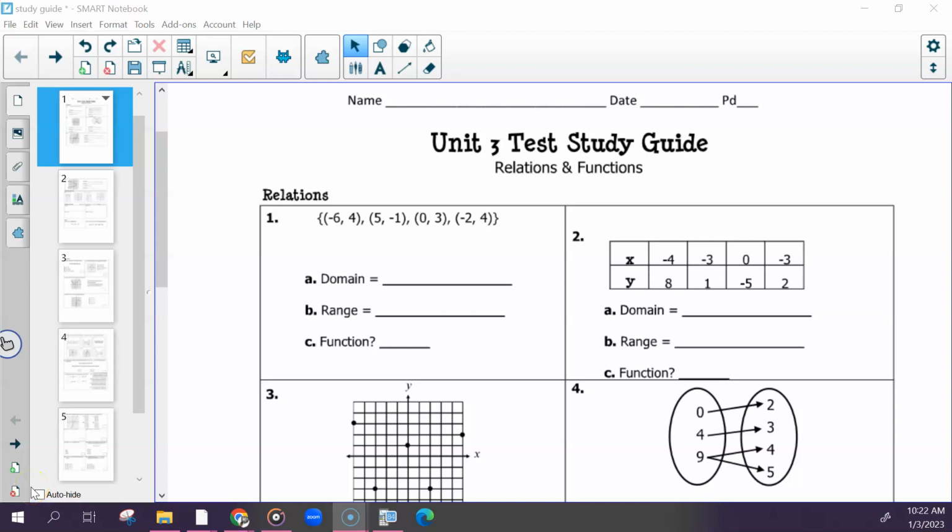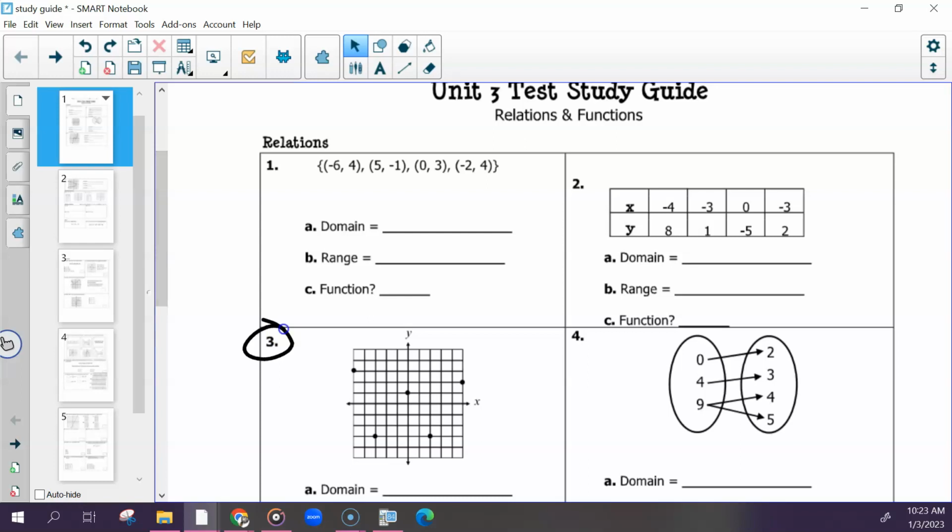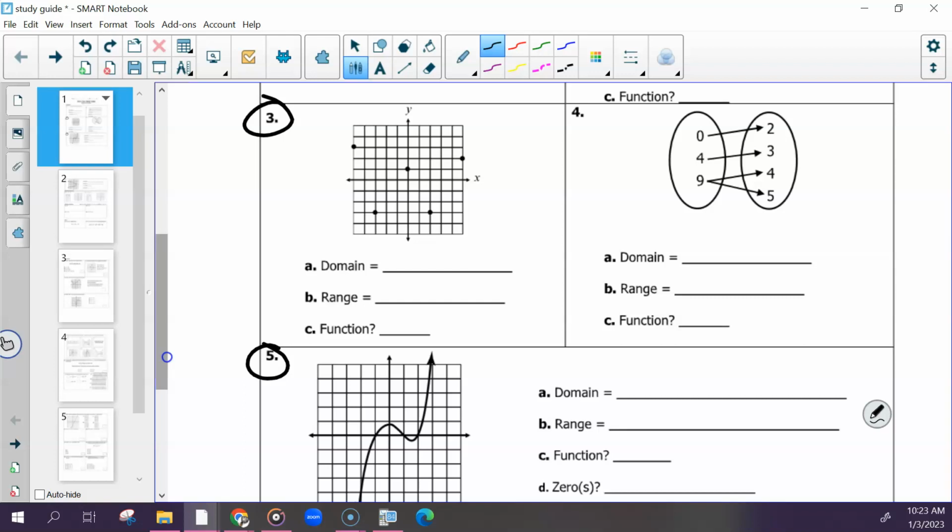Starting on the first page, do we have any questions we want to go over? How do we do this, Victoria? Number 3. My numbers up here are different than the ones up here, but say whatever number is on the paper. So 3, and then 5. Okay, alright, so let's start with 3 and 5.